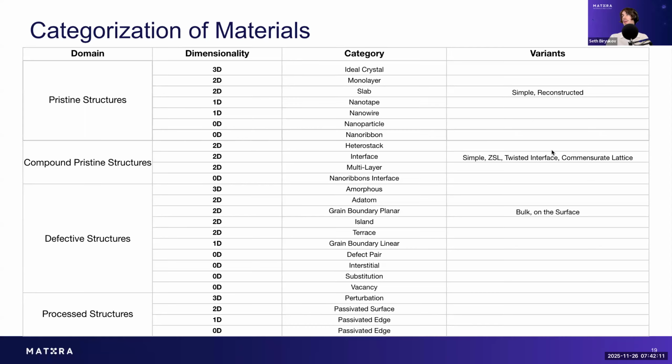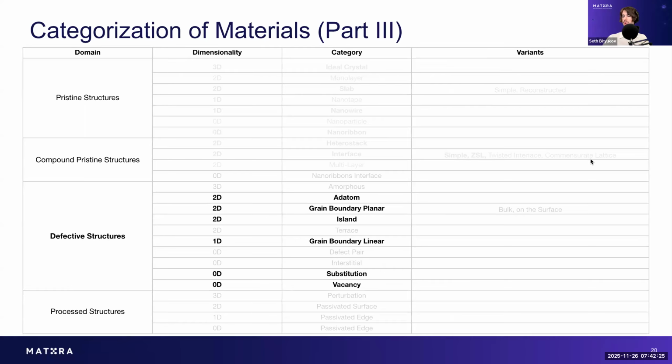Some of the categories have different variants. For example, for the interface, you might have ZSL or commensurate lattice approach, depending on how you achieved this structure. For today, we're going to be focusing on defective structures only. For example, we're going to have two examples of 0D point defect structures, one example of linear grain boundary, and three examples of surface defects.